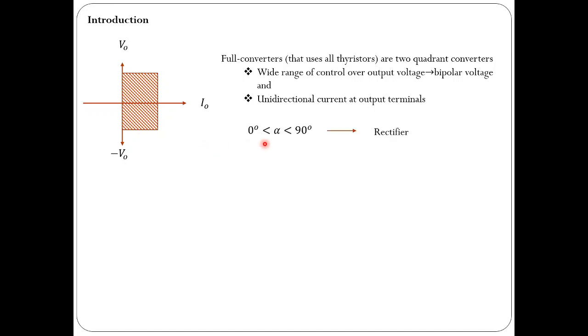So for alpha ranging from 0 to 90 degrees, the full converter would be operated as a rectifier. Similarly, for alpha ranging from 90 degrees to 180 degrees, the full converter would be operated in inverting mode, right?